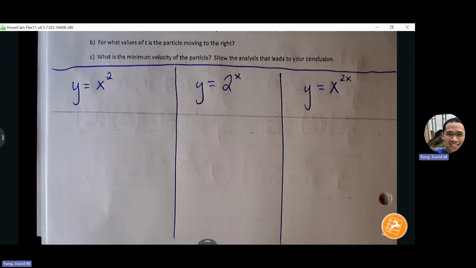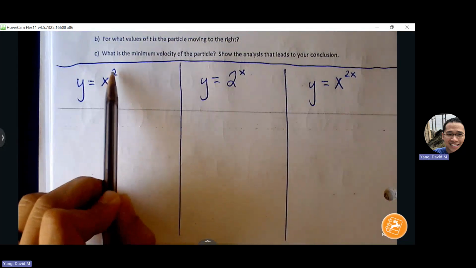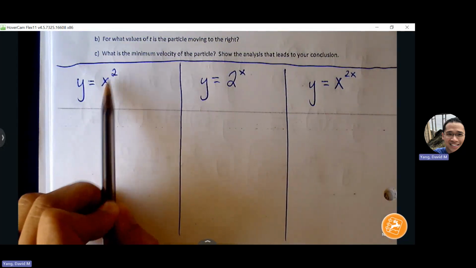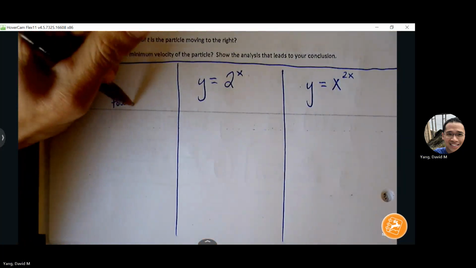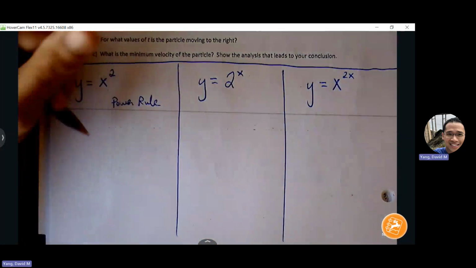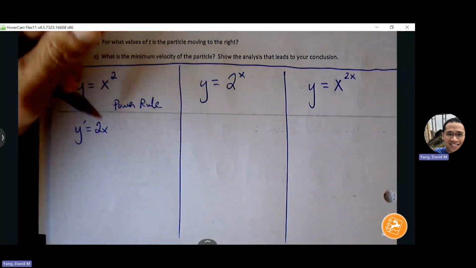Now, these all look similar. These all involve x and 2, but depending on where your variable is sitting and where your constant is sitting, we have completely different rules that apply for each situation. Let's start with this one. If I have a variable raised to a constant, what rule is this? This is power rule, right? So power rule, y prime is just what? 2x, right? This is the easiest one.